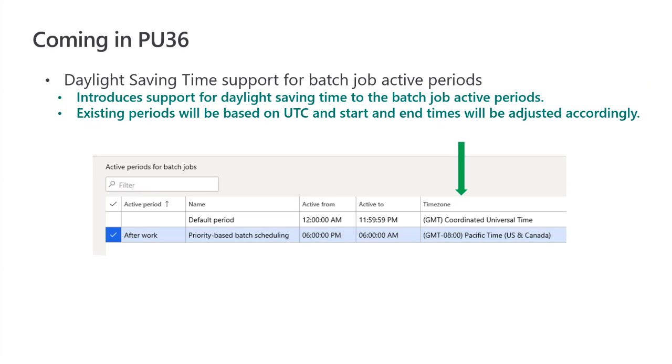So what's going to come in PU36 is daylight saving time support for batch job active periods. As you see on the screen in the green symbol, the batch job active periods form will have one additional field next to each active period, that is time zone. This is the time zone that the active period would follow from now on. Every active period would initially follow the UTC time zone. The start and end times of the existing active periods will be adjusted to the UTC time zone. Effectively, it will run at the same time as before, but the only change is that the user preferred time zone will become UTC if it is not already set to that.